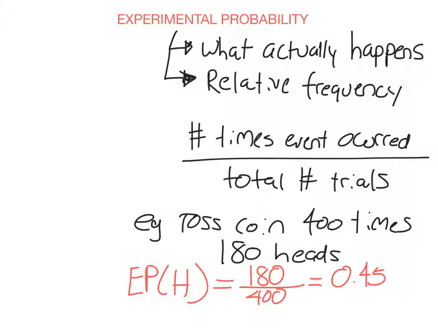So I would expect, if I toss a coin heaps of times, that I get heads half the time, but that may not happen. So experimental probability is different. So make sure you understand the difference between them.